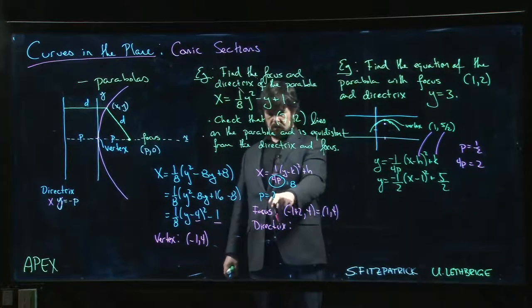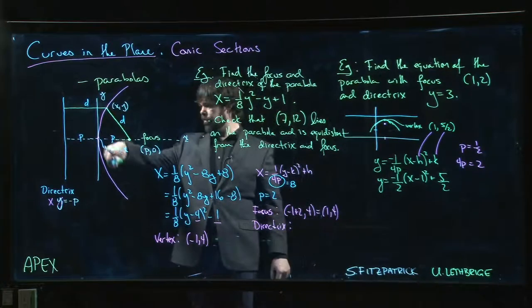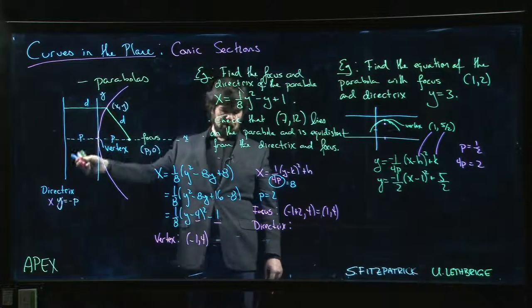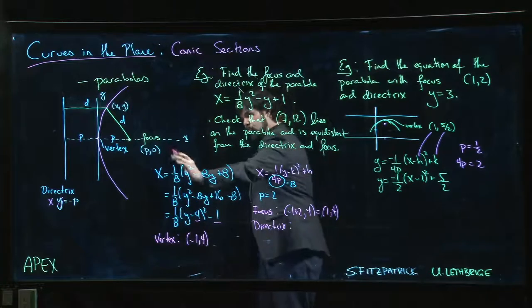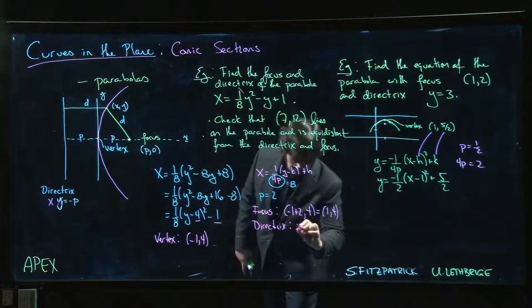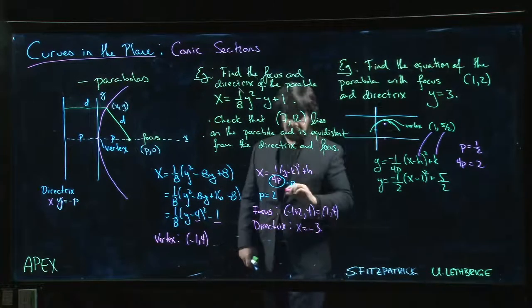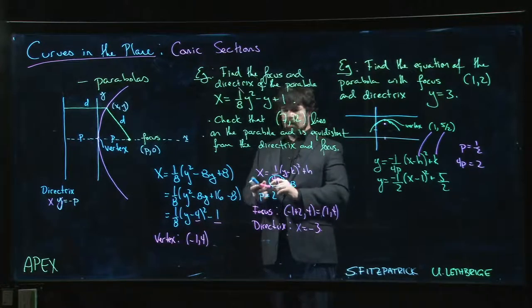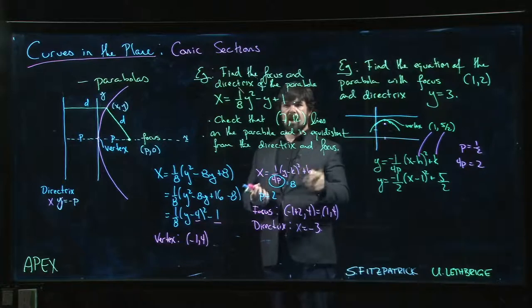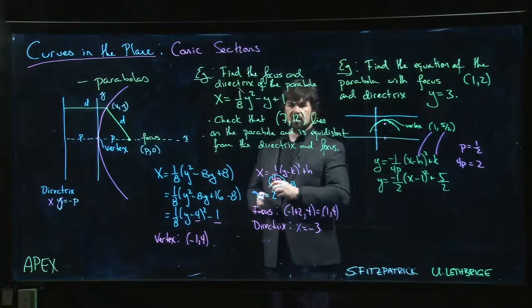But x equals minus p if the vertex is at the origin. It's not. The vertex is at minus 1. So we go minus 1, we move 2 units more to the left, minus 1 minus 2, we get x is equal to minus 3. So there's the focus, there's the directrix. Now, this problem gave us one more task. Check that this point works.